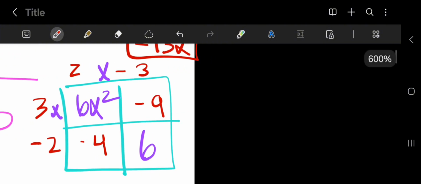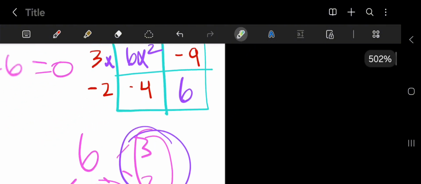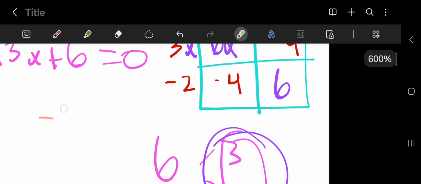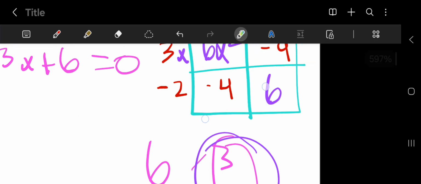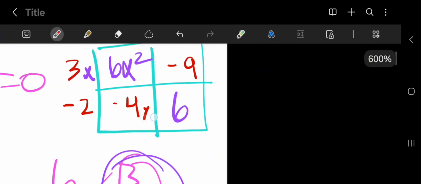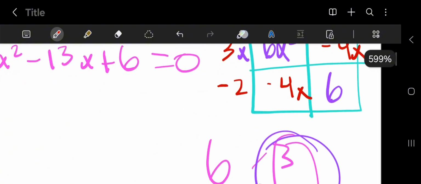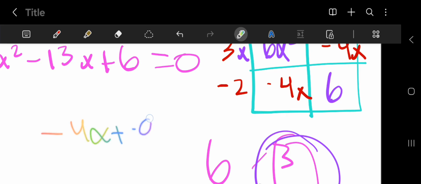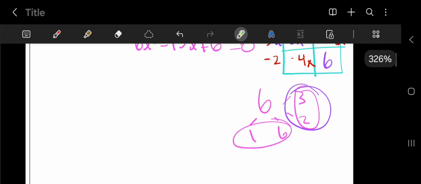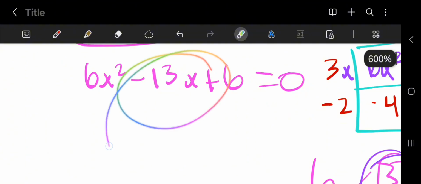But right here, we can see negative 4x. Oh man, I keep forgetting these x's, guys. Please do not forget your x's. Don't do what I'm doing. Okay, so what we can see is that negative 4x plus negative 9x gets us a negative 13x. And where do we see a negative 13x? Bam!